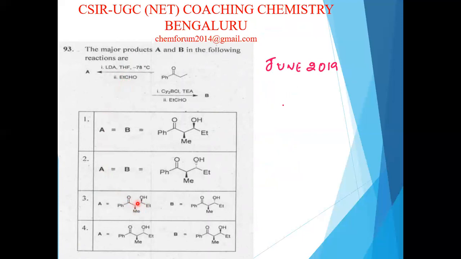Now you could see this syn product here. See, methyl and OH are on the same side, and the hydrogen here is below the plane, and the hydrogen here also is below the plane. With this set of conditions, you would produce trans enolate. Then trans enolate would add to the aldehyde and give anti product. So the answer for this question is option 3.